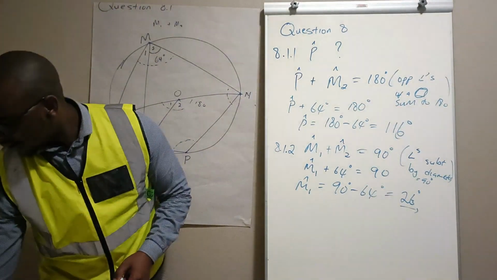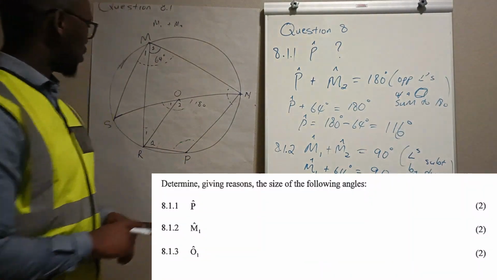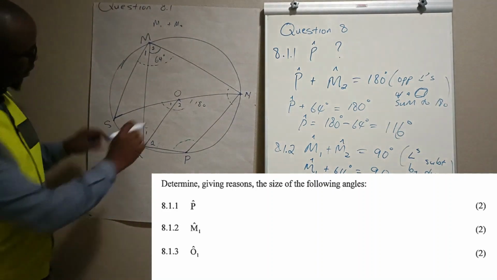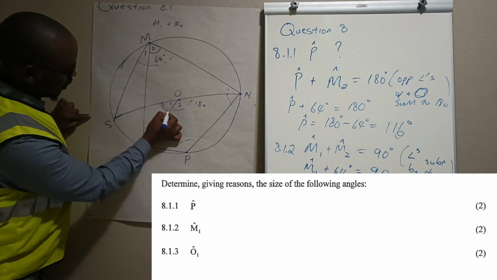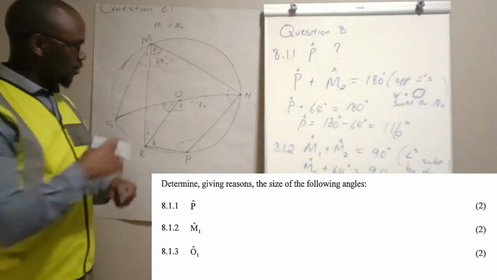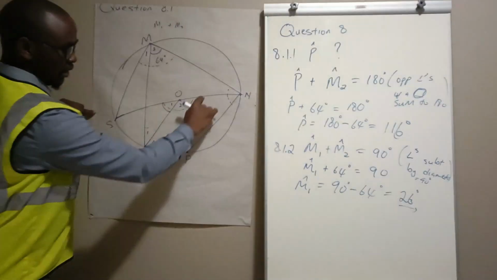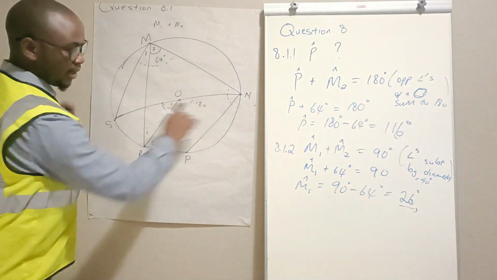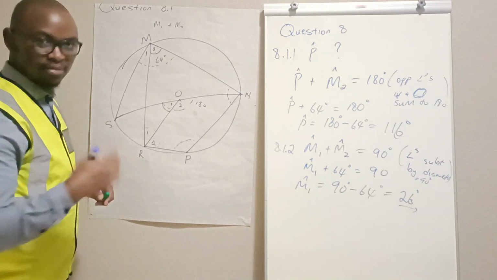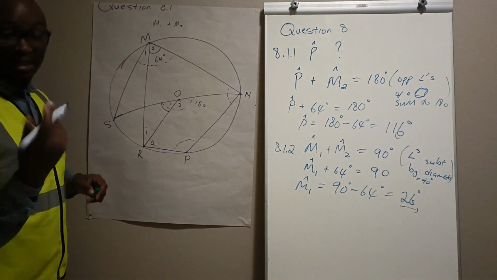All right, so the last question. For the last question, we are asked to calculate the value of O1. Here's O1. What is the value of O1? There are many routes to this one. We can go for the fact that O1 plus O2 gives us 180 degrees. But do we have the value of O2? No. So that is going to be a little bit hard, but it's possible.